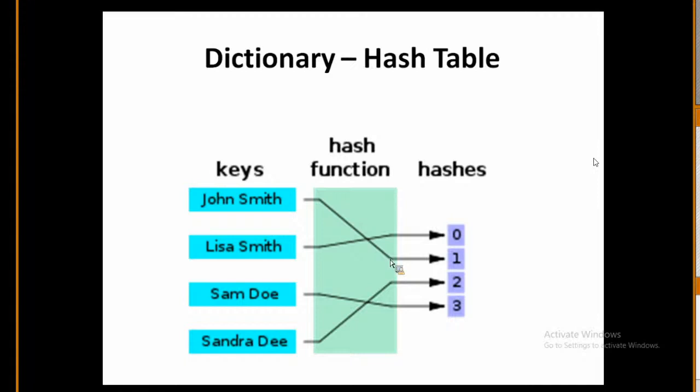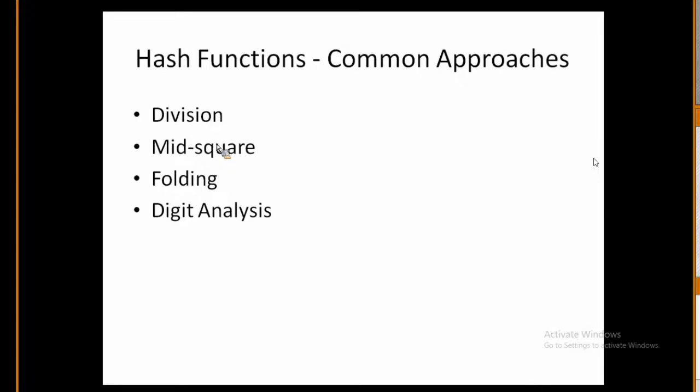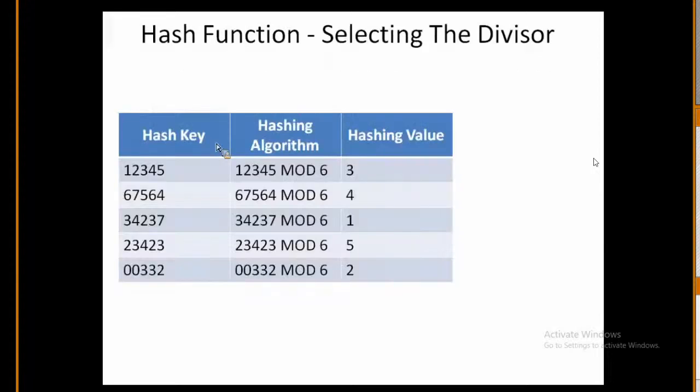So this is how. Let's go further. Now let me deal with an example of this hash function, right? It is not a library function that you simply call a hash function and use. No, you have to devise it, or you have to use one of these techniques. One of the techniques is division, right? The second is mid square. The third is folding, and the fourth is digital analysis. So these are the techniques for building the hash function, right?